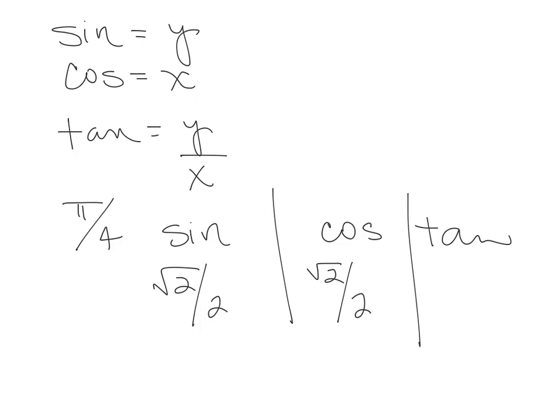And tangent is y divided by x. So when I'm looking at that, when I divide some number by itself, I get 1. So the tangent of pi over 4 happens to be 1. That one was easy. So let's look at another one.